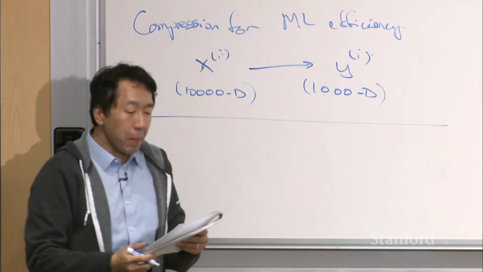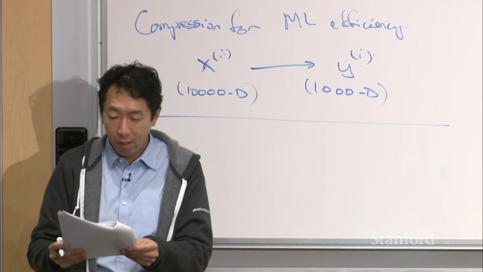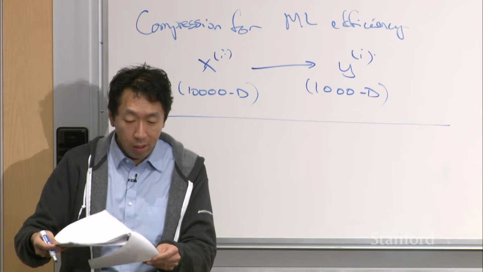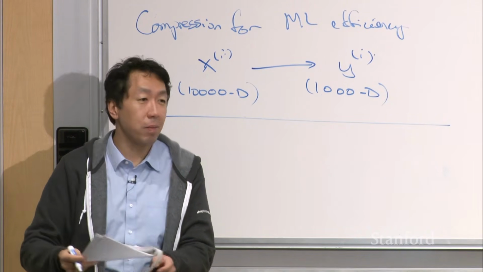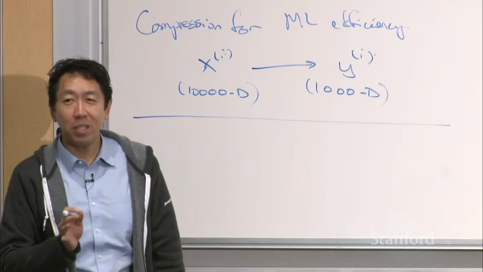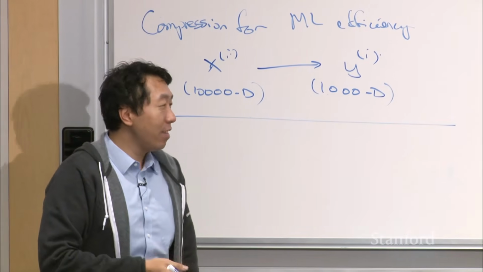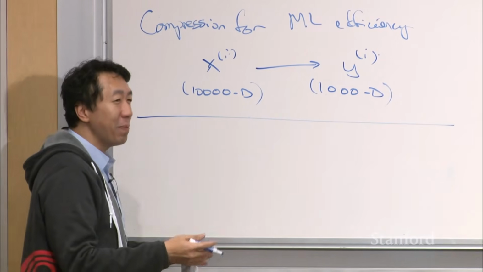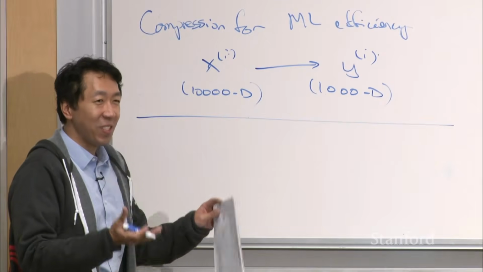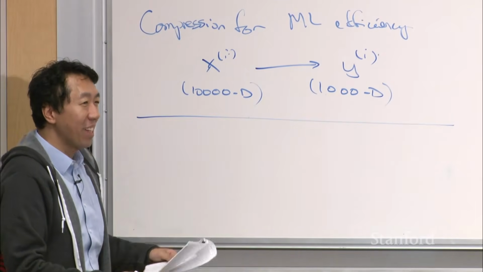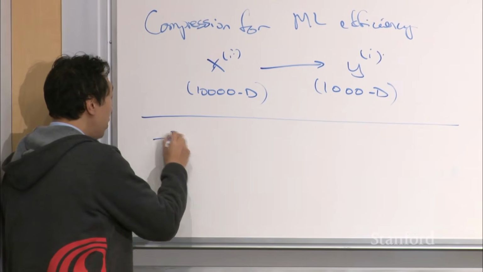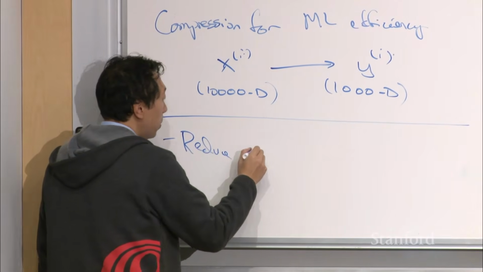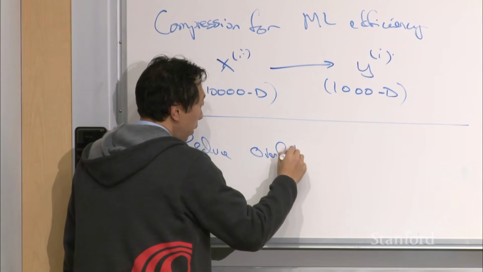Now, let me mention some slightly more questionable applications of PCA. People still do this a bit, but questionable doesn't mean bad, it's just that it's questionable. One way is to reduce overfitting.